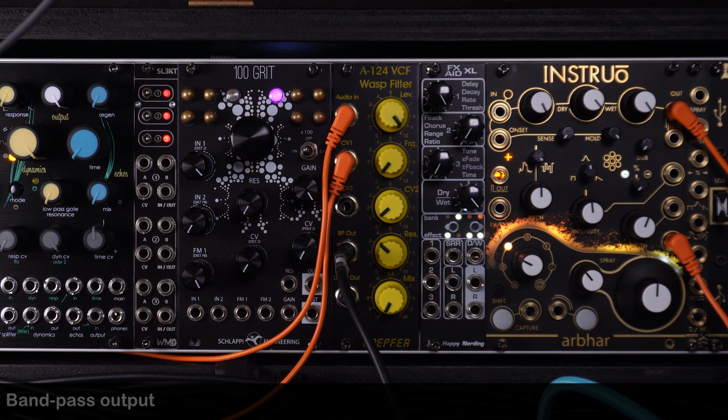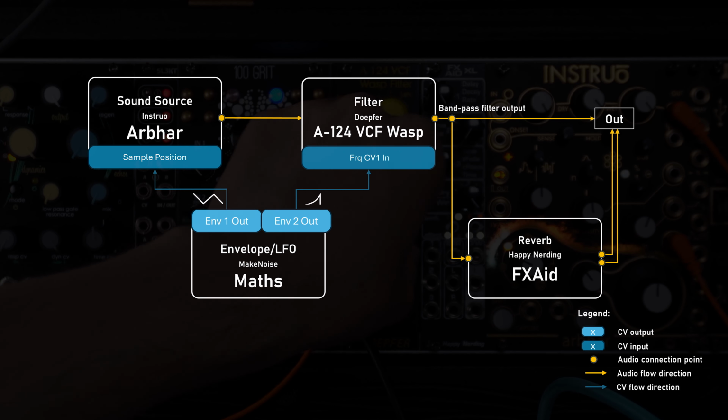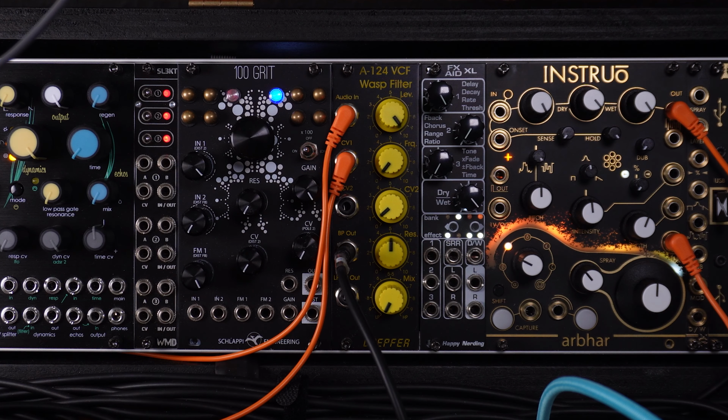So I'm using the Wasp's bandpass filter output to go through the full spectrum and only expose a small part at a time, which I think gives this texture a sense of aim and direction. Now let's add drums to give it some context.